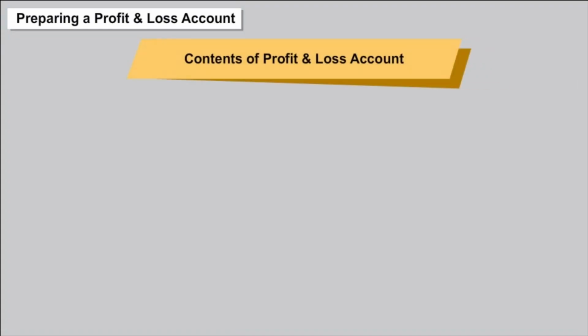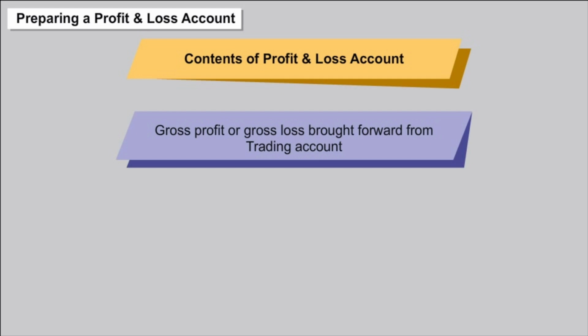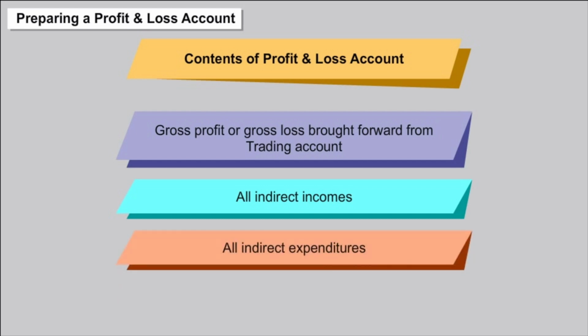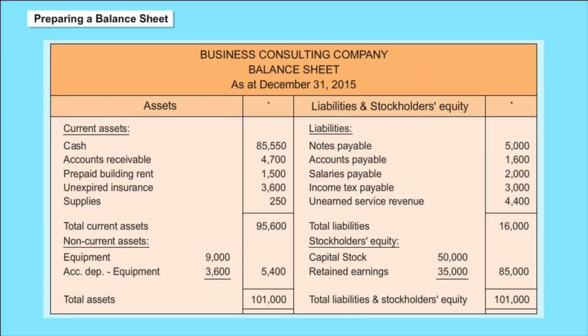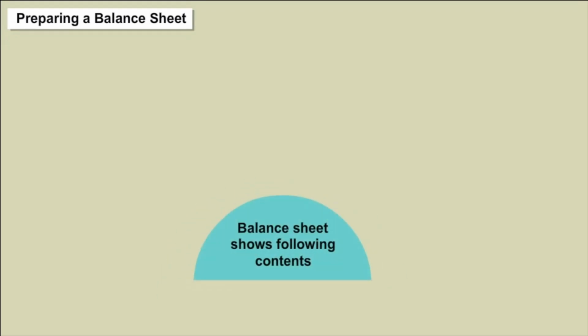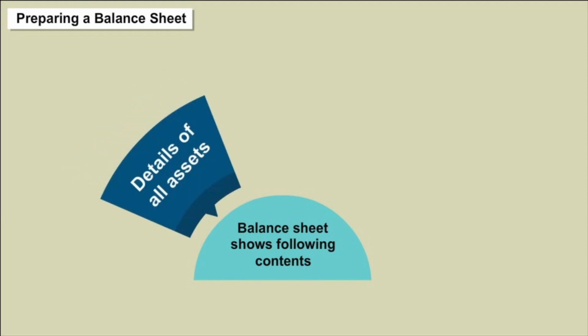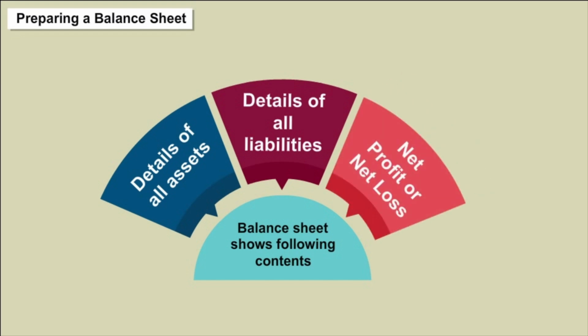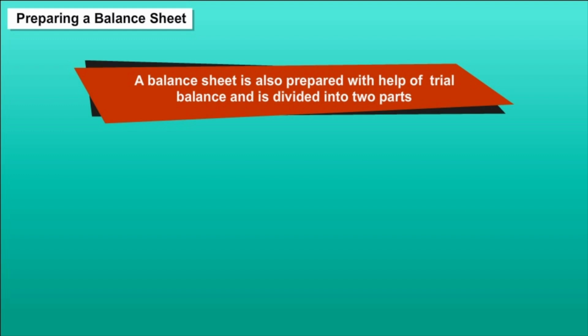Contents of profit and loss account. Gross profit or gross loss brought forward from trading account, all indirect incomes, all indirect expenditures, net profit. Preparing a balance sheet. Balance sheet shows the following contents: details of all assets, details of all liabilities, net profit or net loss. A balance sheet is also prepared with the help of trial balance and is divided into two parts: liabilities, assets.